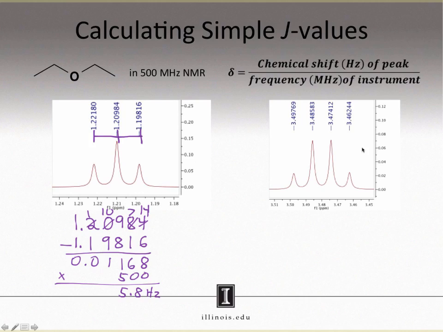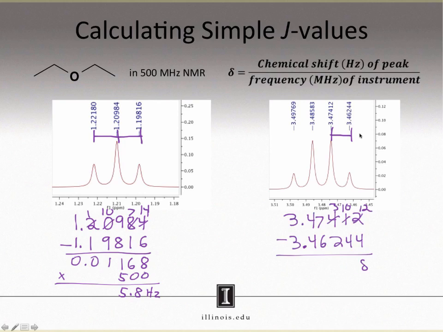Let's do the same thing for this quartet on the right. I shall again pick the two rightmost peaks. Remember, it doesn't matter which two peaks I select. Either distance between adjacent peaks should give us the same J value. Do the same calculation. That's my difference in chemical shift in ppm. Now let's convert it to Hertz by multiplying by the strength of the spectrometer to give me a coupling constant of 5.8 Hertz, again rounded to the tenths place.